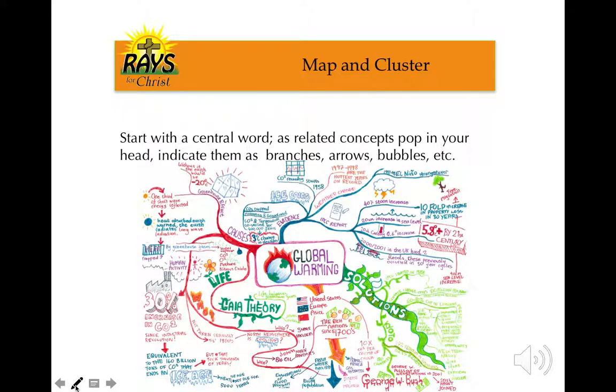Okay, finally, when we're really in a pinch or we're really trying to flesh some stuff out, this is really good to do for research. But you can, especially if you're a visual learner, you can map and cluster out these things that you've been thinking about. So you're going to start with a central word, and then as these related concepts pop in your head, you're going to start making branches or arrows or bubbles. You know, some people do this little spider web looking kind of thing. You can do that. I liked this example.